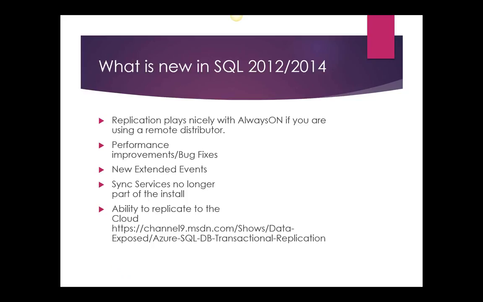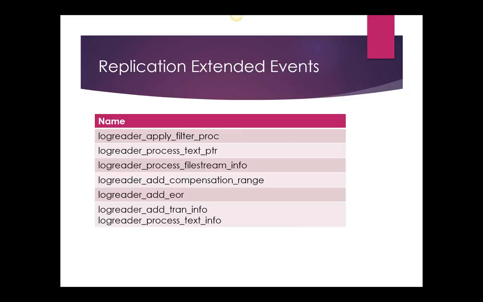Replication plays nicely with Always On if you're using a remote distributor. There are performance improvements, bug fixes, and new extended events, we'll cover those in a moment. Sync Services is no longer part of the install. You have the ability to replicate to the cloud, and if you're interested in that, you can look at that video. All right, replication extended events, I'm just listing them here. I haven't really been able to figure out how to use these, but they are there. I assume they're for Microsoft internal debugging purposes.